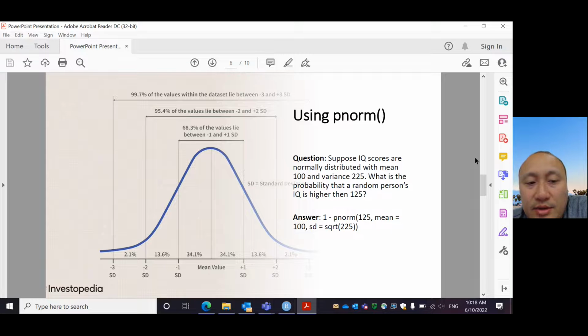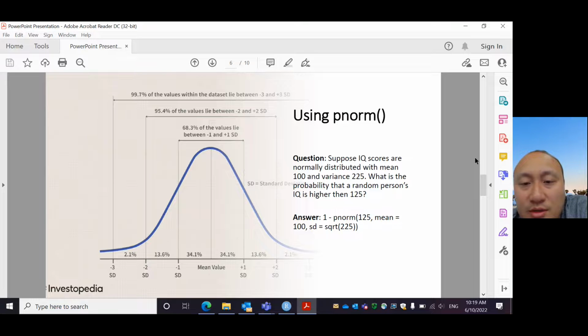So for example here, I have a question. Suppose IQ (intelligence quotient) scores are normally distributed with a mean of 100 and a variance of 225. So we have a random variable, which is the IQ score of a person. According to some theory, the distribution of IQ score is normal in the population. What is the probability that a random person's IQ is higher than 125?